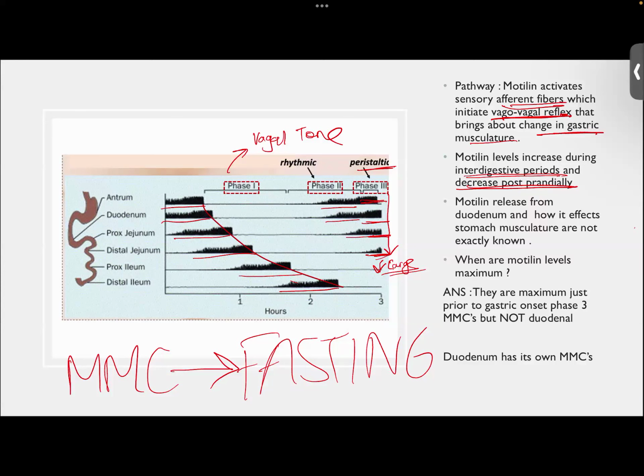Motilin release from the duodenum and how it affects the stomach musculature are not exactly known. So we don't know the pathway. We don't even know what happens. We just know that something happens. And that's why we have MMCs.